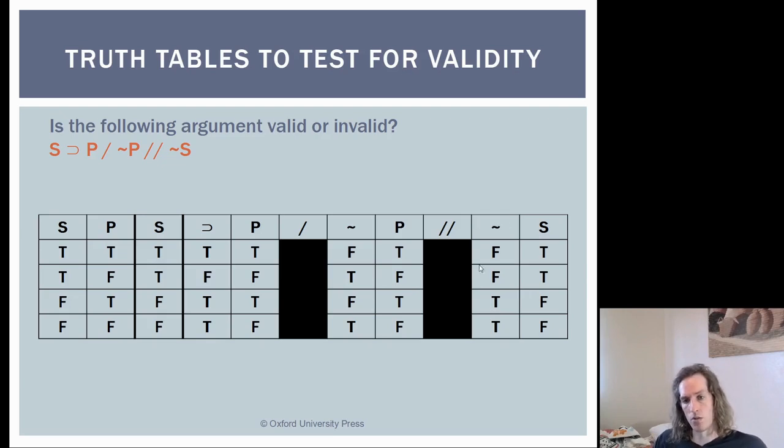Now, we do have some rows in which the conclusion is false, but in those rows where the conclusion is false, at least one of the premises is false. So if one of the premises is false and the conclusion itself is false, it doesn't undermine the validity of the argument, because it's possible that the premise was a necessary condition for the conclusion. So this is a valid argument because in all of the rows where all of the premises are true, the conclusion is also true in those rows.